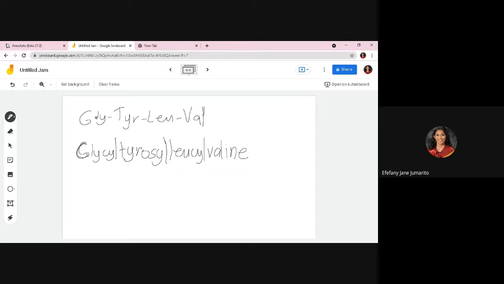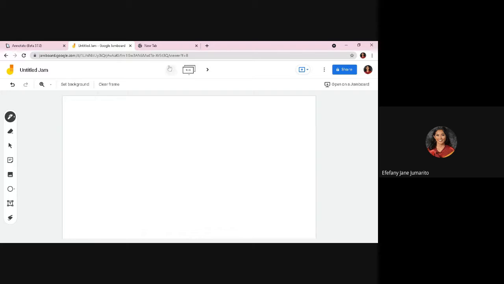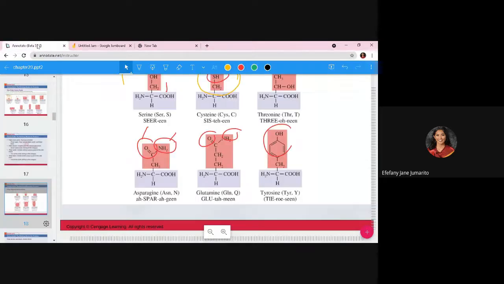Now, if I ask you to draw this peptide, can you draw? Okay, let's start with a smaller one. If we have Ser and Gly, what's the name? Seryl glycine. Now let's draw the structure of seryl glycine.